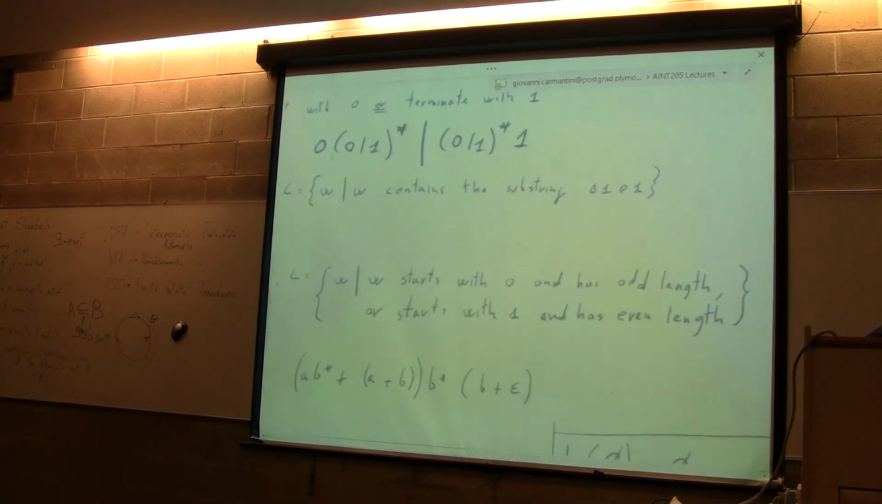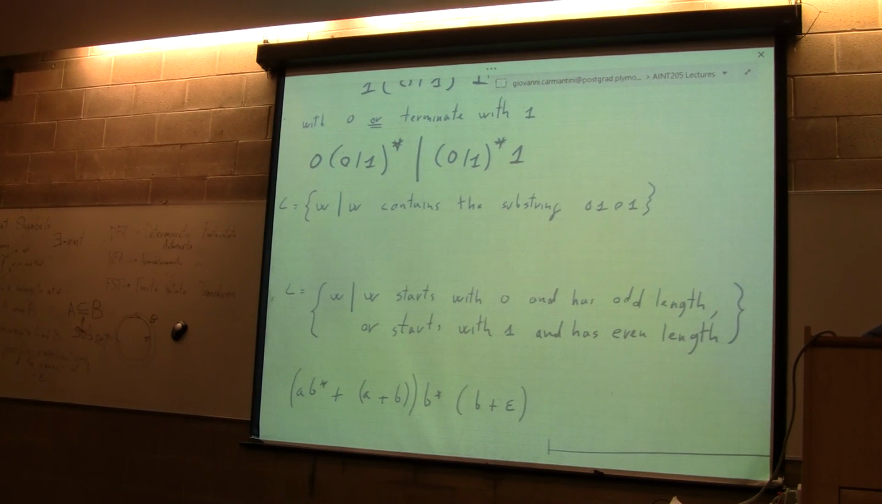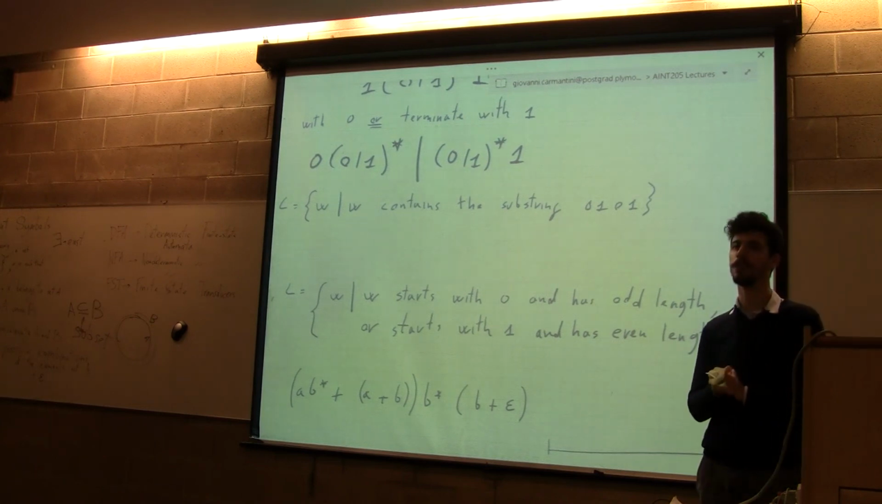So I want a regular expression which contains the string 0, 1, 0, 1. How do I go about it? (0 or 1) star, 0, 1, 0, 1, (0 or 1) star.